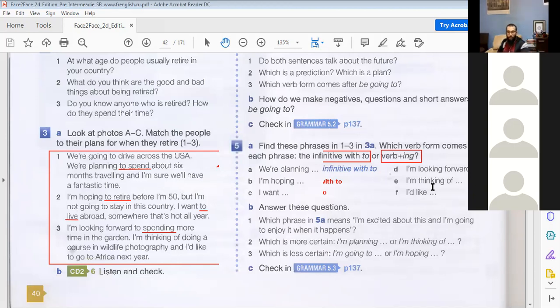I'm looking forward to meet you. I'm looking forward to meet or meeting? Meeting. I'm looking forward to meeting you. Did I say meet? Meeting. Yeah, okay. If I said meet, it means I made a mistake, it's meeting. You have to use verb plus ing.